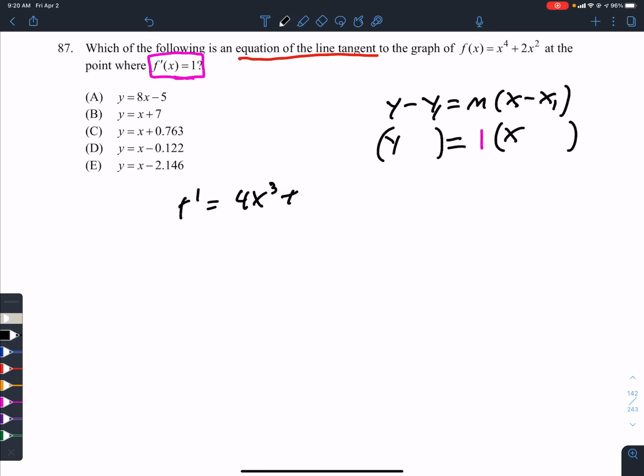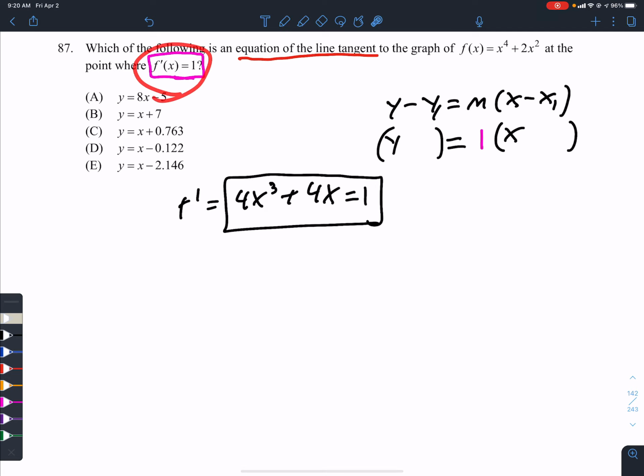All I did was take the derivative of that, right? And I want to know where that equals 1, because the place where the derivative equals 1 is the point of tangency I want to use, okay? So I'm going to graph this, graph that, and set it equal to each other.